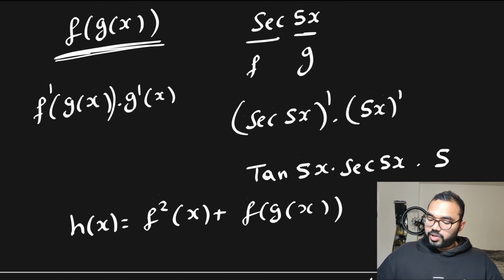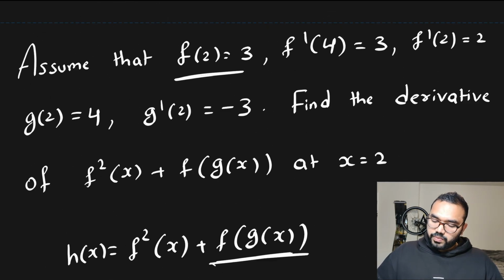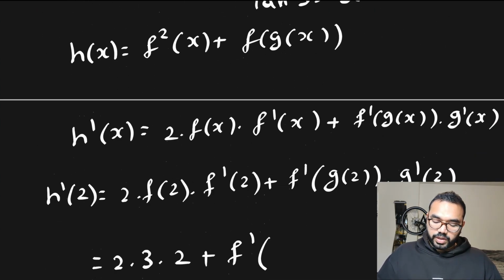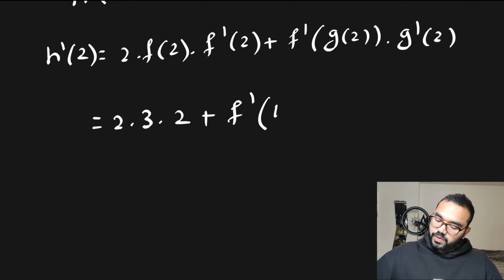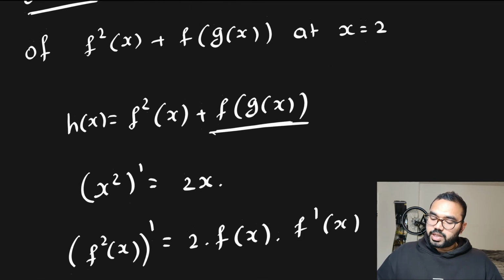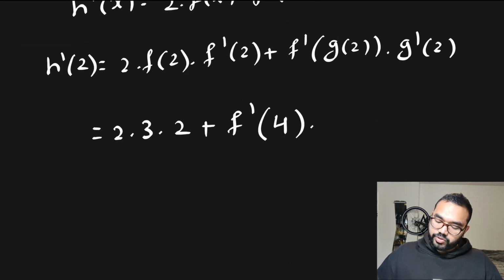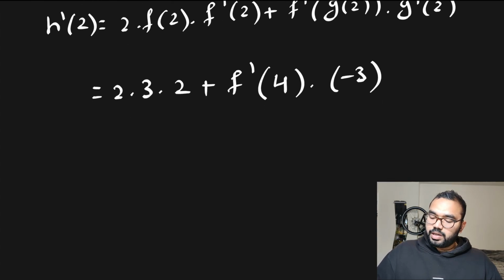f prime of g of 2. So what is the g of 2 value? G of 2, I think it is 4. G of 2 is 4 here. Go back and plug in f prime of 4 times g prime of 2. G prime of 2 is negative 3. So let's plug in g prime of 2 to be negative 3.